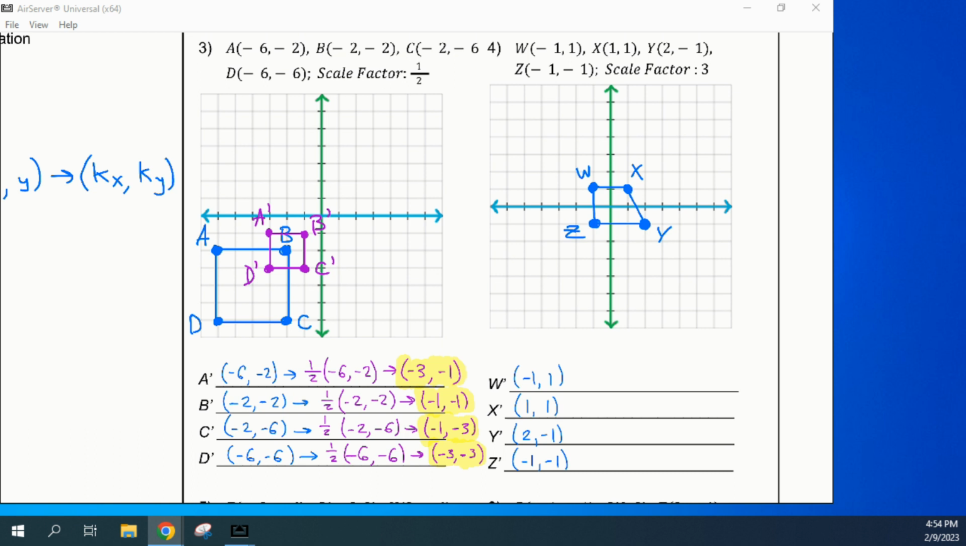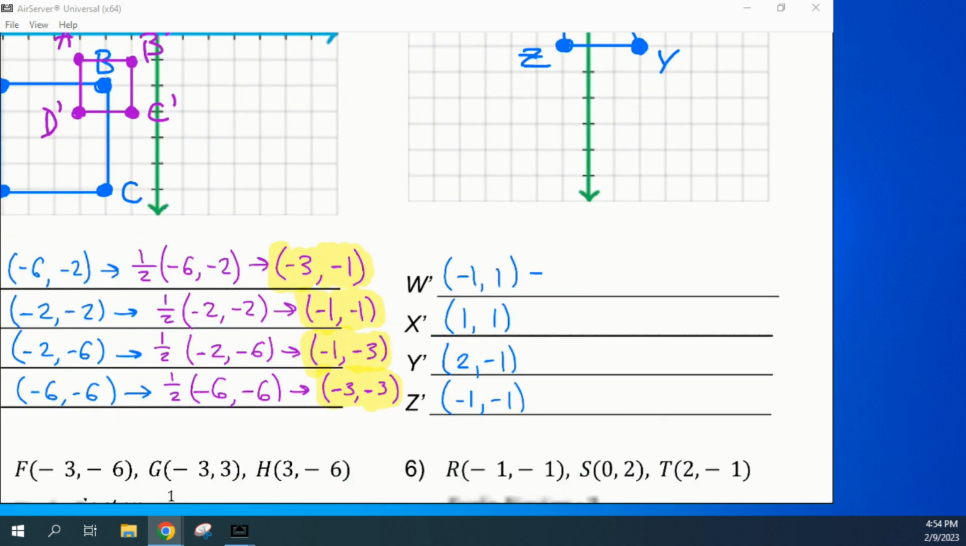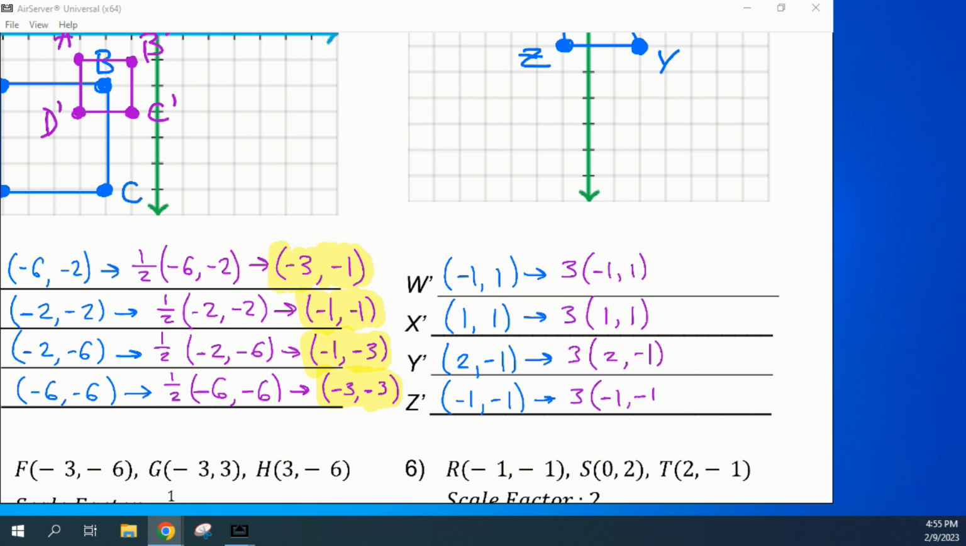Now I'm going to write the rule. In this case, our scale factor is 3. So we are going to be multiplying all of these coordinates by a positive whole number 3. So we're going to take 3 times the negative 1, 1, 3 times the 1, 1, 3 times the 2, negative 1, and 3 times negative 1, negative 1. All right, so that is essentially our work.